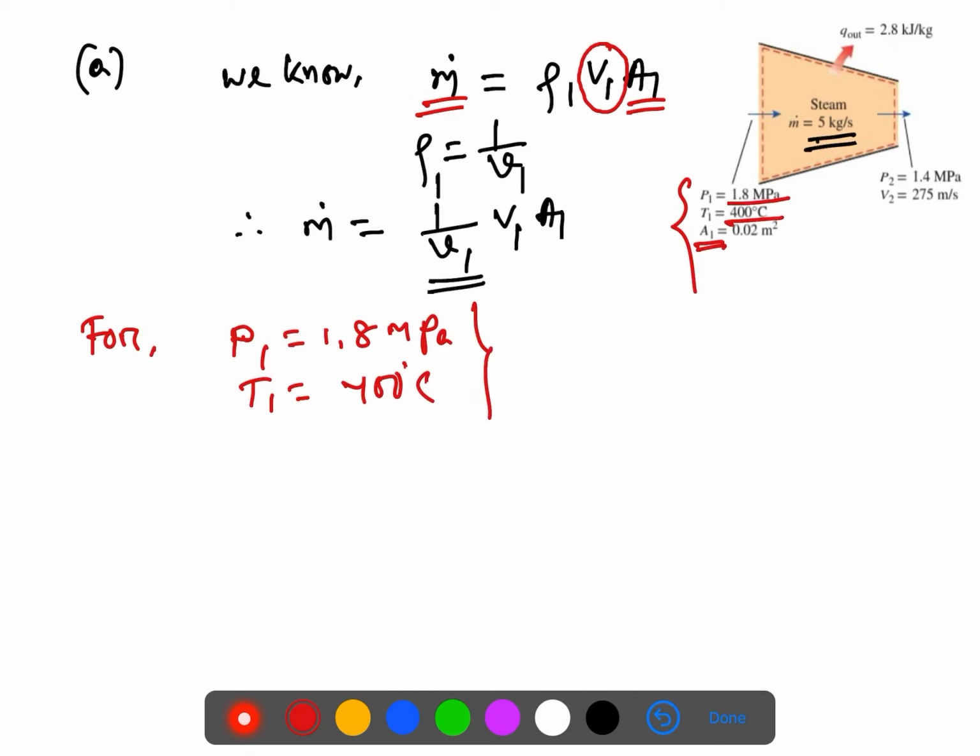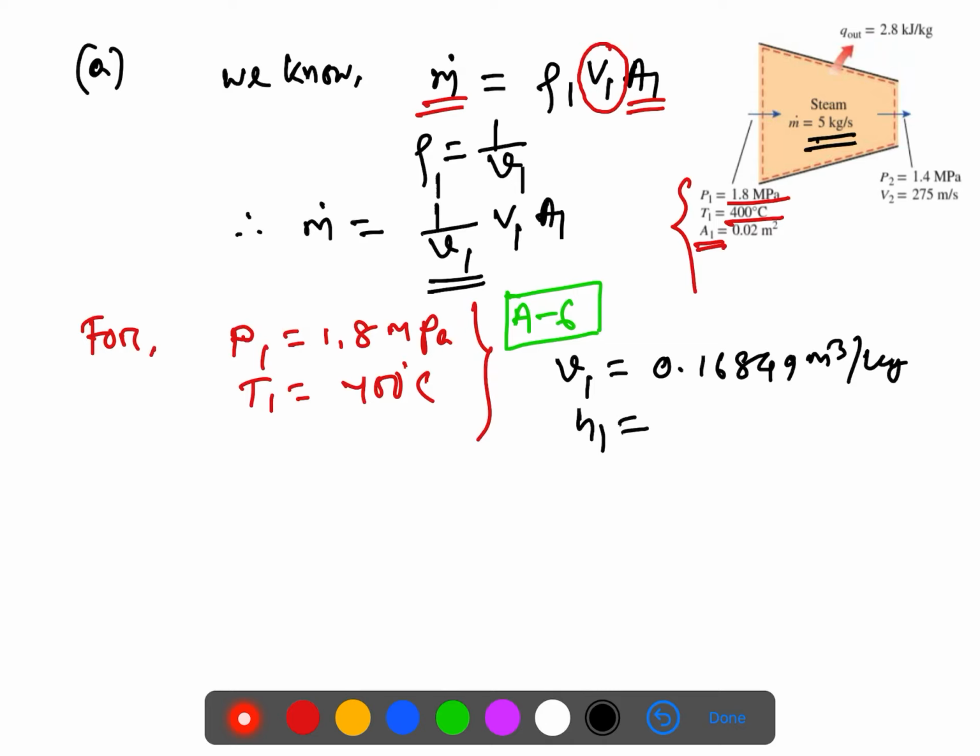For these conditions, from table A6, we can write the specific volume v1 is 0.16849 meter cube per kg, and the enthalpy h1 is 3251.6 kilojoule per kg. We know this from the table. I'm not showing you the table again because I don't want to increase the length of the video. It is from the table for this pressure and this temperature.